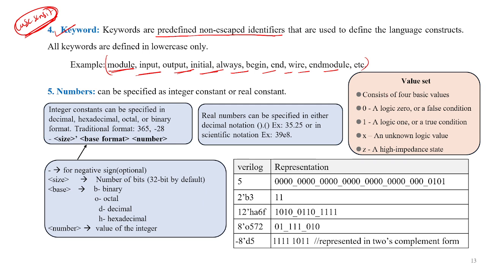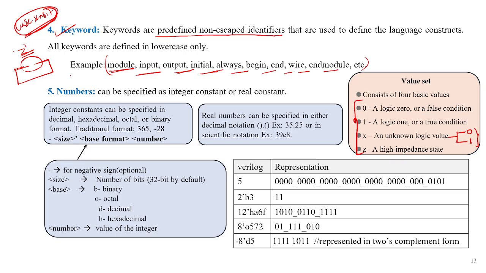Coming to the value set, it supports four values. 0 is the false condition, logic 1 is the true condition, and unknown is either 0 or 1. High impedance, as you studied in analog electronics with the MOSFET, is when two wires are like open. This is what we call high impedance. Unknown, as we already studied in digital, is don't care, whose values are either 0 or 1.